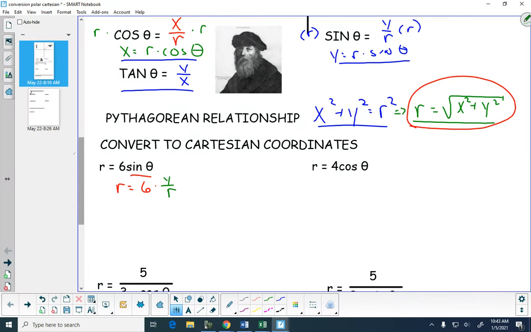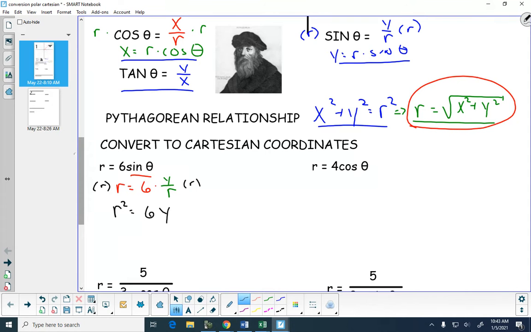Now, if we take both sides and multiply by r, just clearing our fractions out, we're left with r squared is equal to 6y. The reason why I don't substitute in that radical to begin with is because you never know when it might turn into something a little bit easier to deal with.